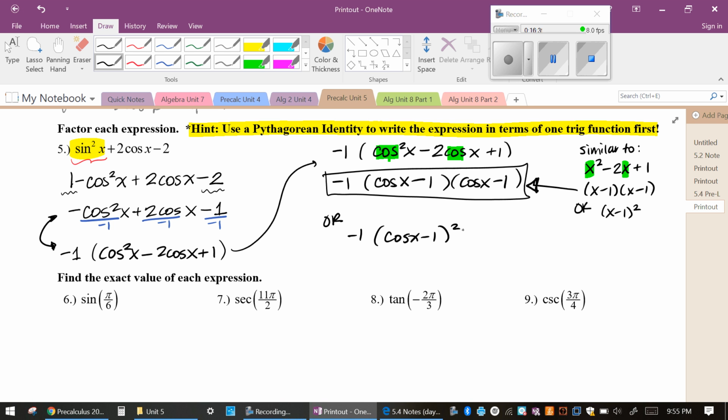Remember, you can pause, rewind the video at any point. Feel free to send me a message through Remind, and I can make up another problem for you to practice, but it is critical for you to know how to factor quadratic expressions involving trig functions.